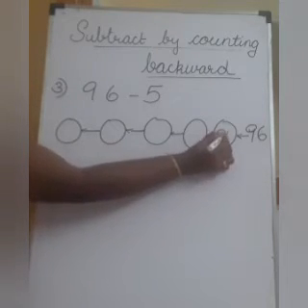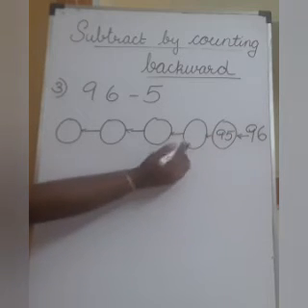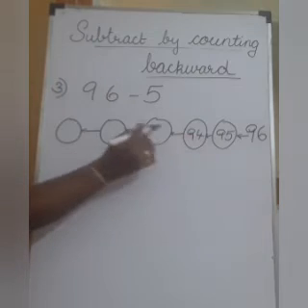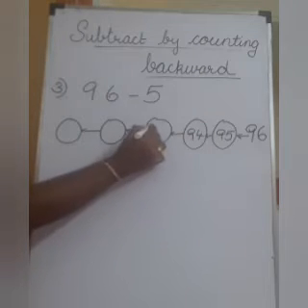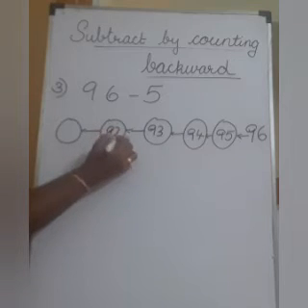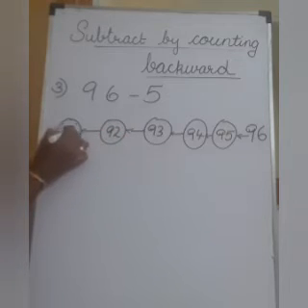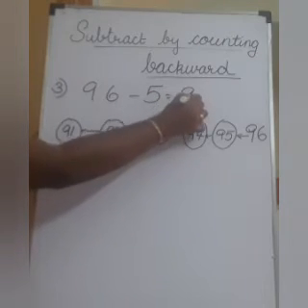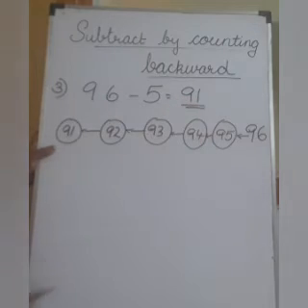It is 95. Before 95, it is 94. Then before 94, 93. Then before 93, it is 92, and before 92, it is 91. Then tell me, what is the answer? 91 is the answer. Is it clear, my dear kids?